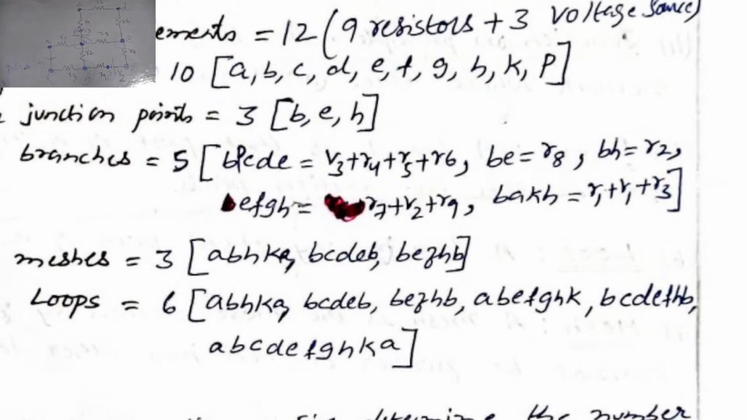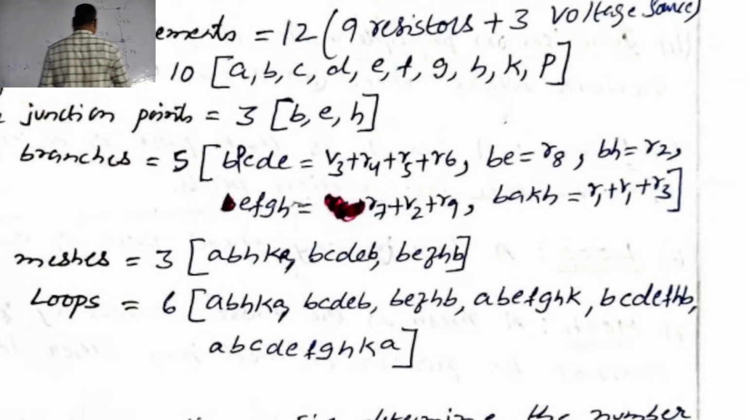One branch. How many branches? 5. One completed. What is the answer? BAKH is equal to R1 plus V1 plus R3, this is one branch, which lies between two junction points. Clear? Branch 1 is clear, all of you? Right.